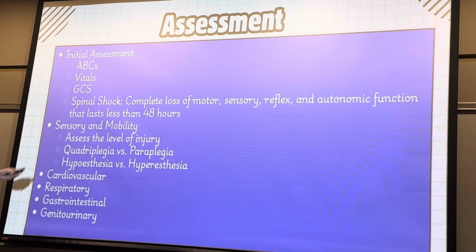GCS, what is that? Glasgow Coma Score. Good. What does that measure? It's your neurological assessment to determine overall alertness, but it's that big neuro assessment. It's a few slides down. We'll talk about it.